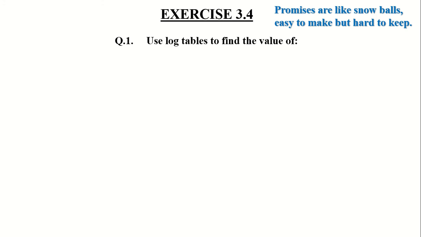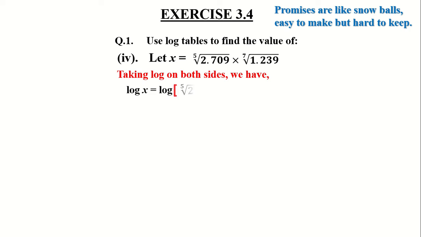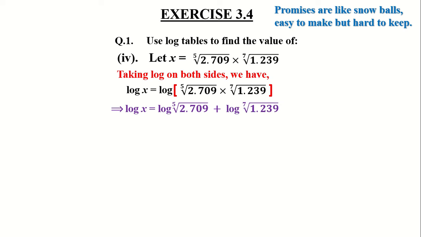Exercise 3.4, question number 1, part 4. We are given the product of two numbers. Let it be equal to x. Taking log on both sides, we have log of x equal to log of the product of two numbers. Then use the law of logarithms for log of ab, which is equal to log of a plus log of b. The same is used here. Log of x is equal to log of the first number plus log of the second number.